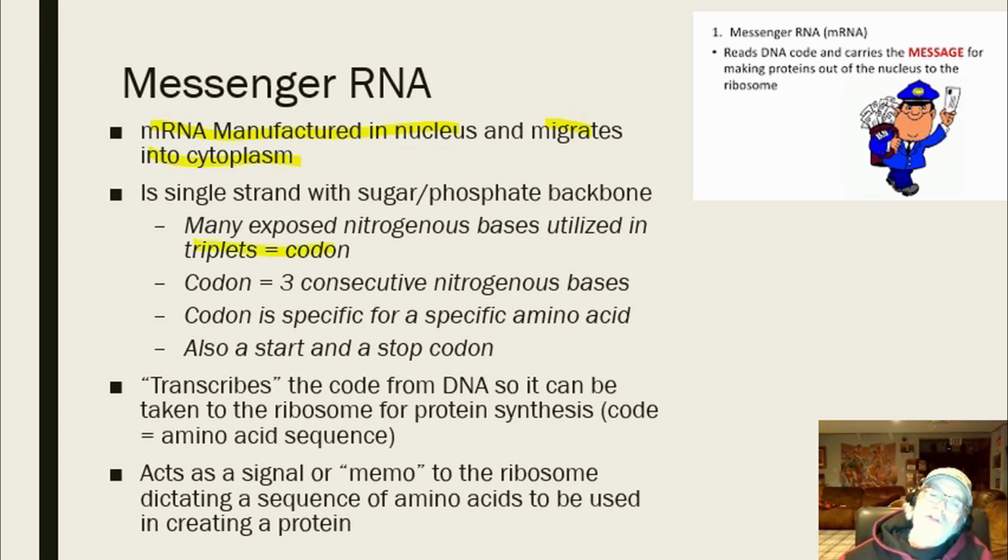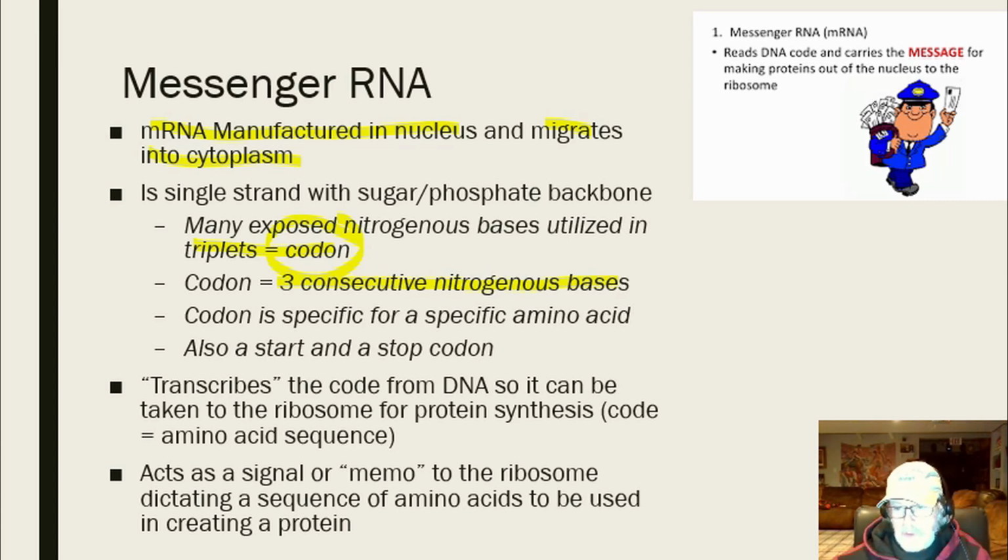Now, this is another word that you need to know. Codon. The definition of a codon is three consecutive nitrogenous bases. It might be adenine, cytosine, guanine, cytosine, guanine, cytosine, adenine, uracil, cytosine. It's three individual nitrogenous bases, and that's called a codon.